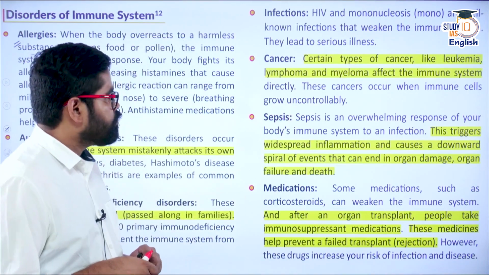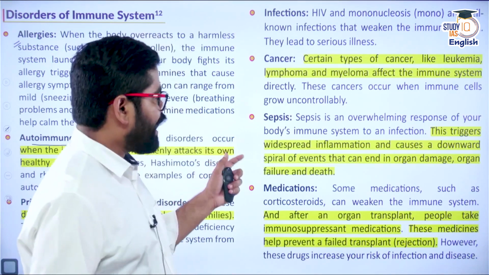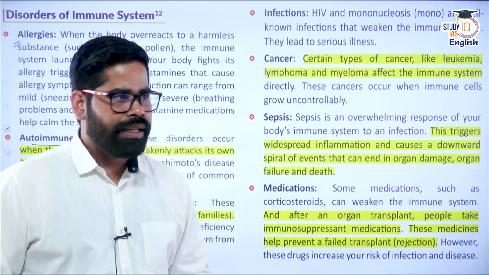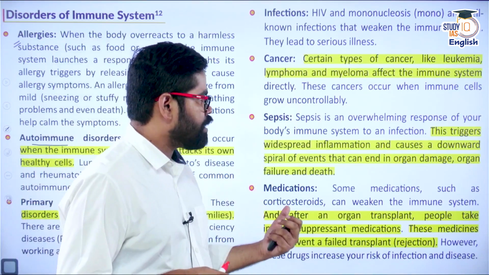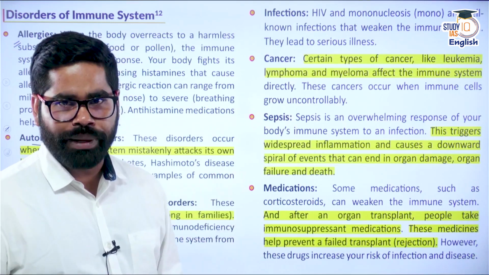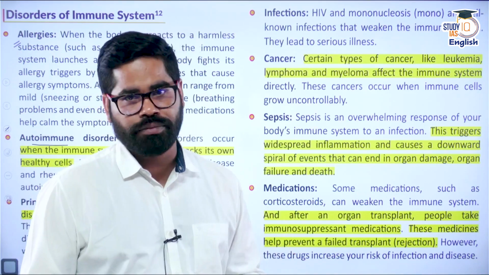Then cancer. Certain types of cancer, like leukemia, lymphoma, and myeloma, also affect the immune system. These immune cells can grow uncontrollably, and they can start destroying the healthy cells of the body as well.